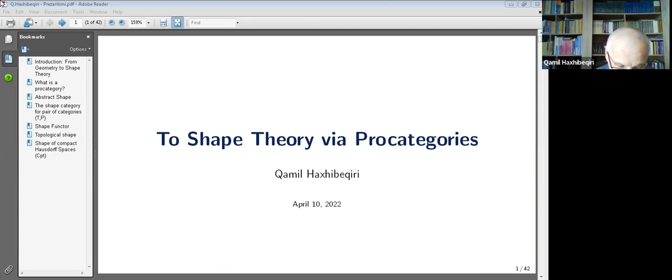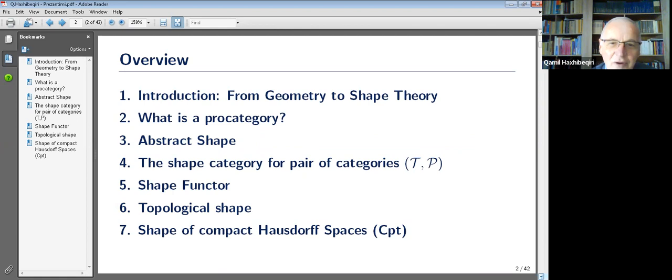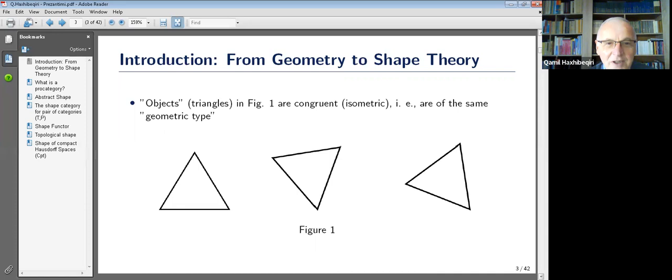In this presentation, we'll cover the following items. A short introduction from geometry to shape theory. What is a procategory? Abstract shape, the shape category for a pair of categories, shape functor, topological shape, and the shape of compact Hausdorff spaces. Introduction from geometry to shape theory.